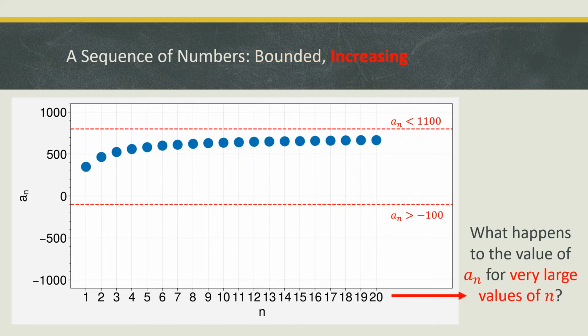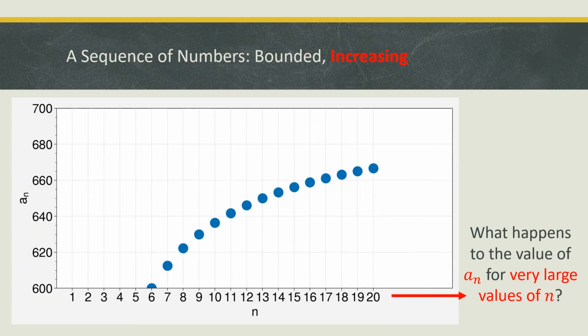Now we add another condition. Let us say that each term is greater than the previous term, so that a sub 2 is greater than a sub 1, and a sub 3 is greater than a sub 2, and so on. And if we zoom in, we will see that each term is smaller than the next term. A sequence like this is called an increasing sequence. Then we ask the same question. What happens to the value of a sub n for very large values of n?